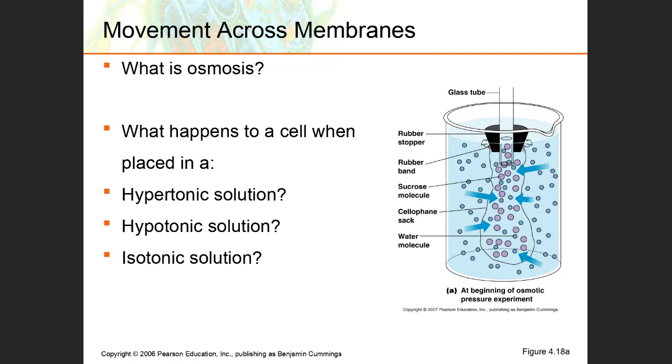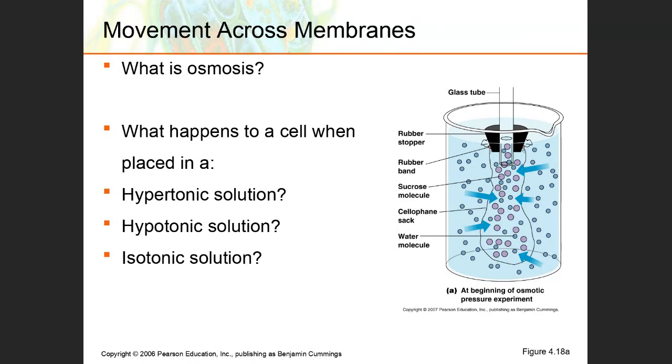So if you put a cell, like a red blood cell, into a hypertonic solution, where does the water go? What happens to the cell? The cell will shrink. It'll shrivel, right? Because water leaves the cell. And just remember, water always moves into the hypertonic solution. So water moves into the hypertonic environment. If we put a red blood cell into a hypotonic solution, like fresh water, what happens to that red blood cell?